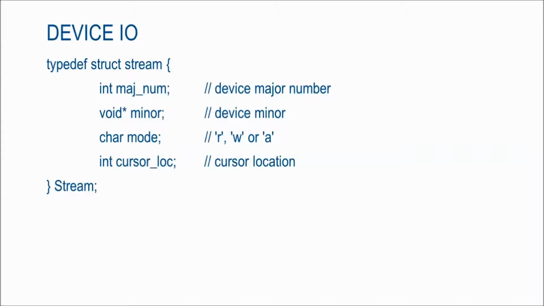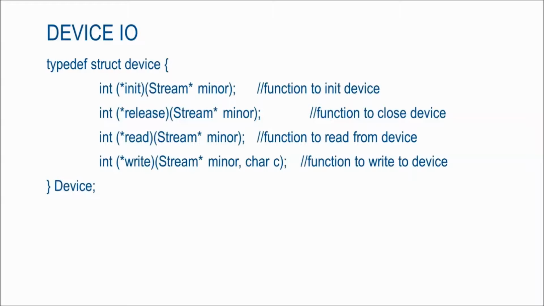Devices in this operating system have two attributes. One is called major, other is minor. Major refers to the device type, minor refers to the specific device implementation. There are streams which are used to interact with devices. A stream contains information regarding the device like major number, the minor pointer, and the mode in which it is going to access the device, that is read, write, or append, and a cursor location which is specific to in-memory files. Every device implements init, release, read, and write functions.